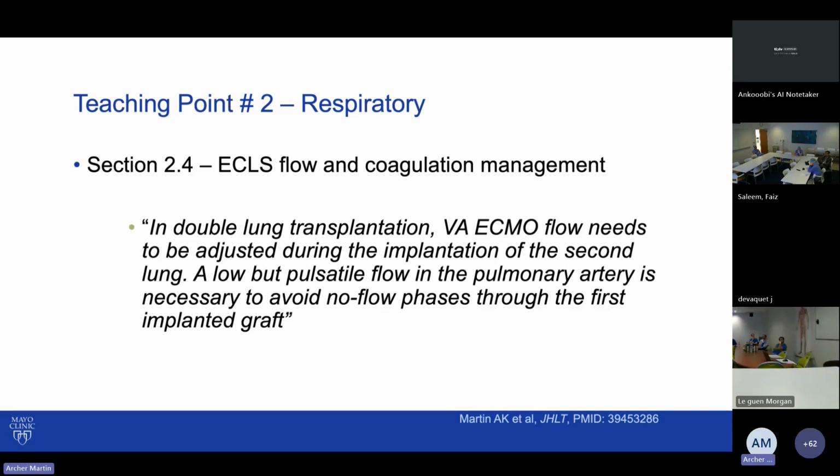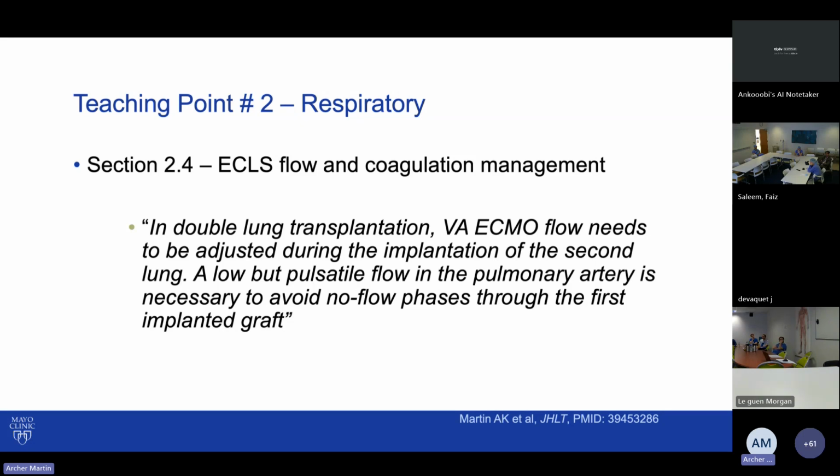In double lung transplant, VA ECMO needs to be adjusted during the implantation of the second lung. A low but pulsatile flow in the PA is necessary to avoid no-flow phases through the first implanted graft. Now, you may wonder why this is under the respiratory part. After all, it's the ECLS flow and coagulation management section. Well, the reason why is when we put in these new lungs, if we treat ECMO like cardiopulmonary bypass and don't look at pulsatility and don't pay too much attention, as we might do sometimes with cardiopulmonary bypass versus ECMO, we're really not going to gain those benefits. In fact, it'd be quite harmful for the patient.